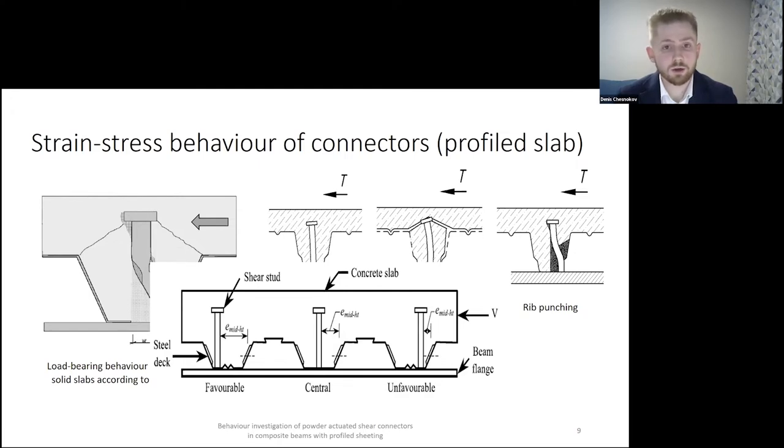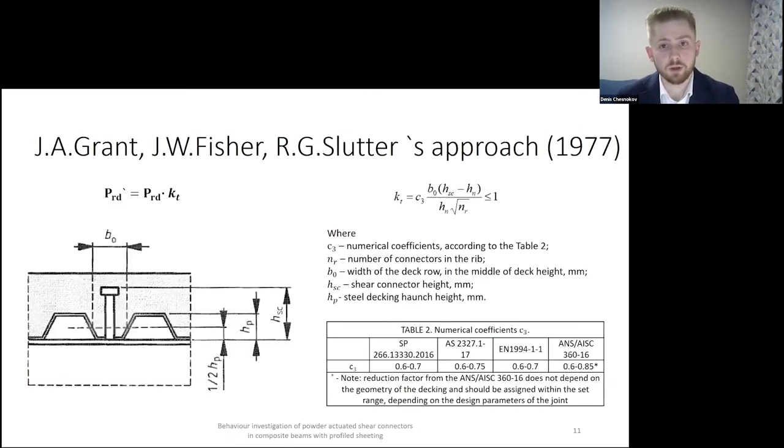Then let's learn some practical engineering approaches which allow us to estimate how the deck geometry and other parameters affect the strain-stress behavior of the connectors, and what shear resistance we would have in a real structure. Let's learn it. The first approach which I want to share with you is a classical equation of Grant, Fish and Slaughter, which was offered more than 45 years ago.